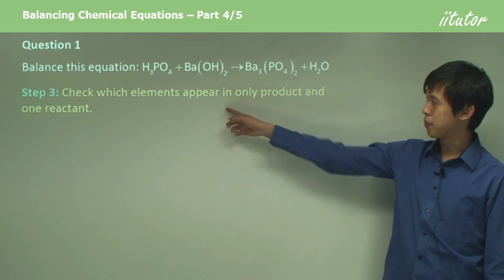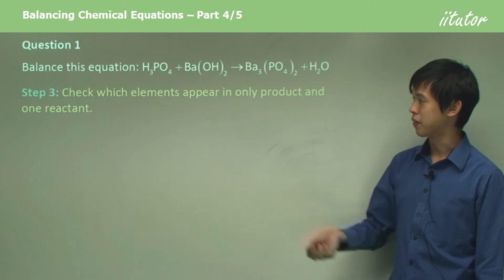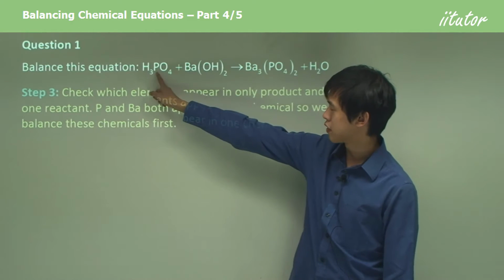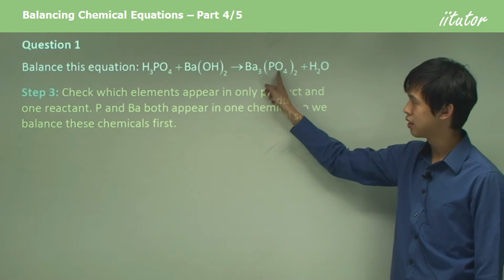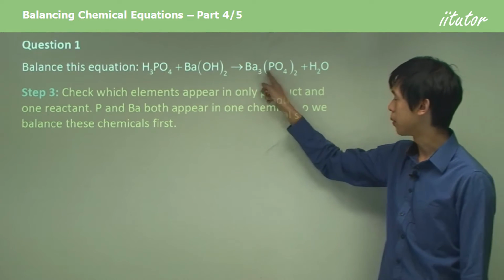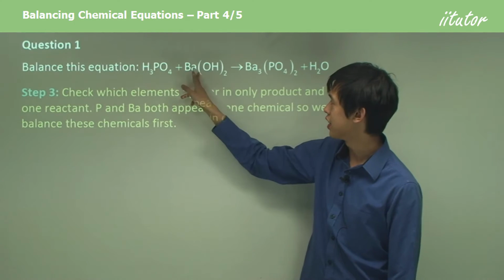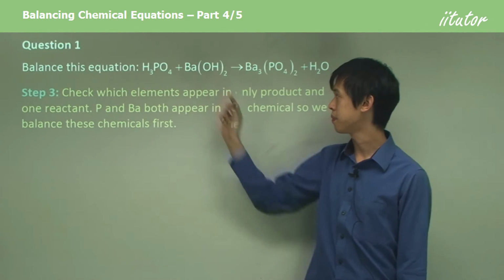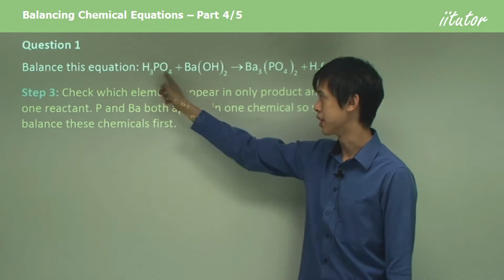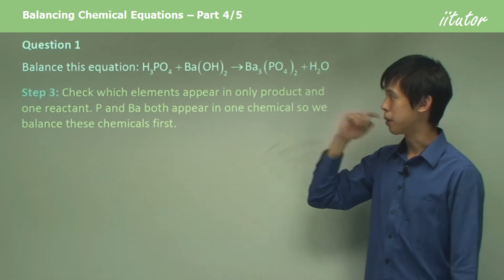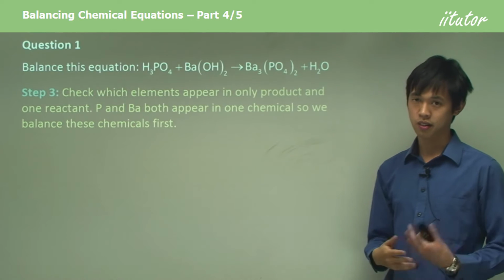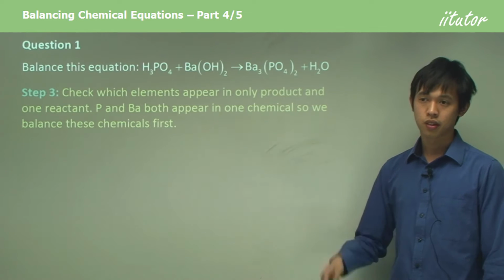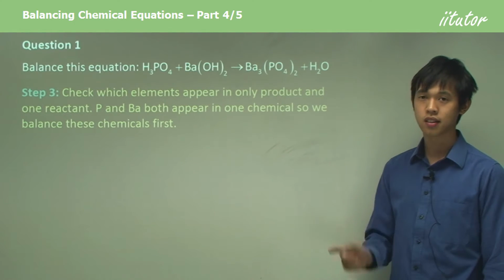Now check which elements appear in only one product and one reactant. If we look at it, P, phosphorus, appears once here, barium appears once here, but hydrogen appears here and here, and here. So hydrogen's not a good choice because it appears twice on the left-hand side. And oxygen's not a good choice because it appears here and here, in 2 places on both sides. So we can see P and Ba both appear once. So the ones that only appear once on either side, we balance first.